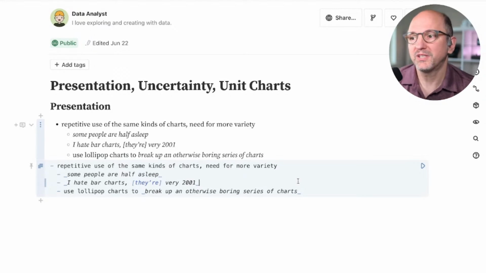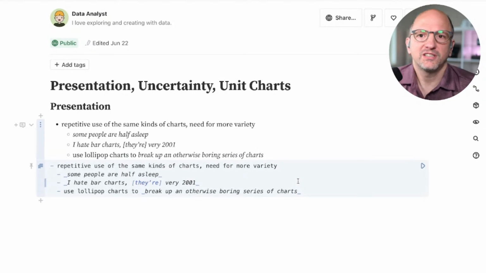And so some other person, I think, said that they are using lollipop charts, which is basically just a very thin bar chart with a little dot on top. So there's basically a dot plot combined with a very thin bar chart or a line chart, as in a vertical line that points to that point. I was saying, well, I use these to break up an otherwise boring series of charts.